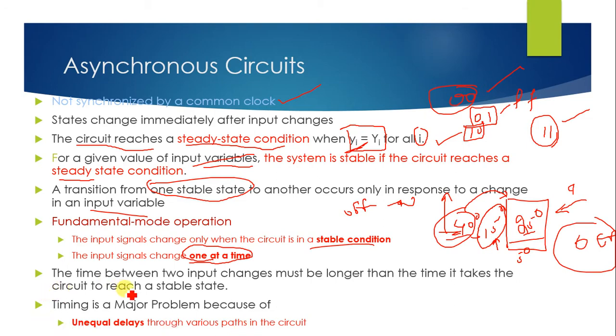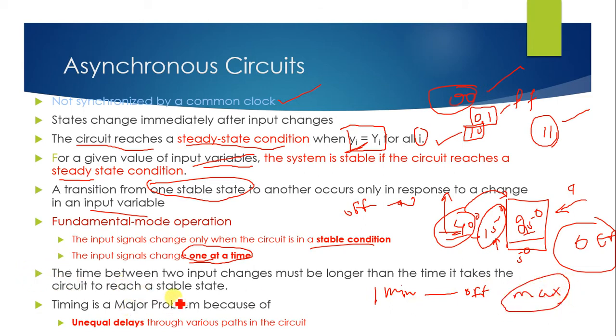So the time between two input changes must be longer than the time it takes for the circuit to reach a stable condition. Why? Here, you have switched on a fan. How much time will it take to reach the maximum speed of the fan? Let us say 1 minute. Within 1 minute, if you switch off the fan, what happens? It will never reach the maximum speed.